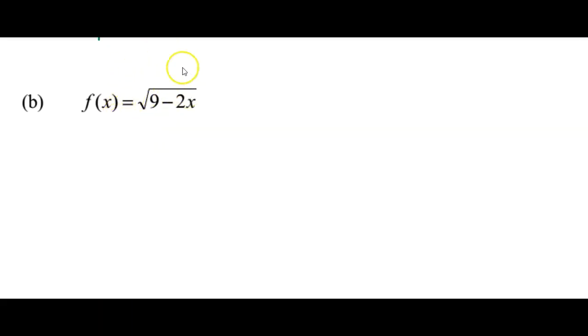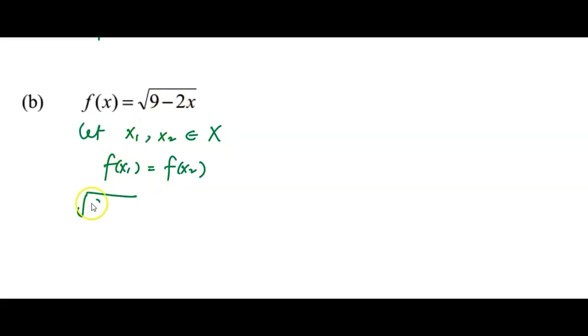For the second function, again, the steps will be repeated. The same steps you will apply to every question when you use the algebraic method. First, you define the two variables to be in the domain of the function. And after that, you start from the equation f(x1) equals f(x2), as if the y value for x1 and the y value for x2 are equal. Then substitute x1 into f(x). I have the square root of 9 minus 2x1. This equals the square root of 9 minus 2x2, when you substitute x2 into the x.